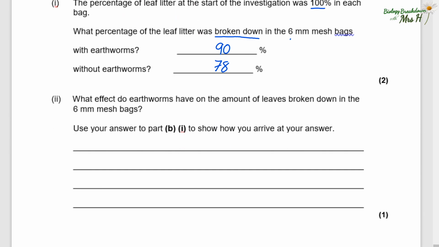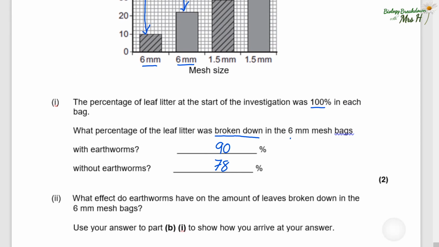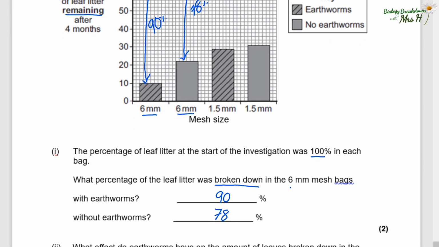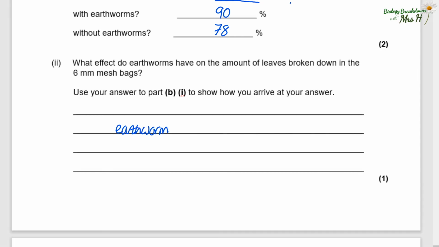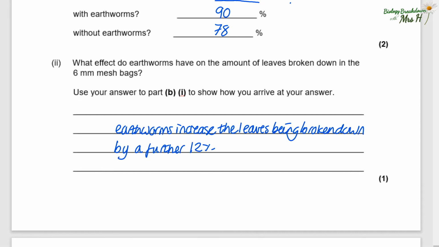What effect do earthworms have on the amount of leaves broken down in the 6 millimeter mesh bags? Use your answer to part B I to show how you arrive at your answer. Earthworms increase the leaves being broken down by a further 12%. So if you're looking at your 6 millimeter and you've got 90% with earthworms and 78% without earthworms, there is that difference, isn't there? So the earthworms do make a difference by about 12%.